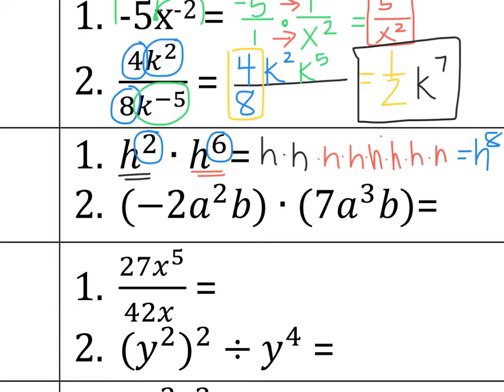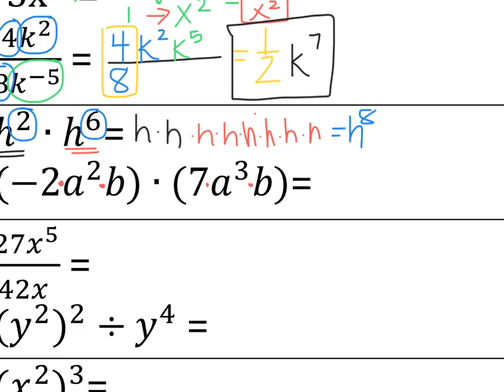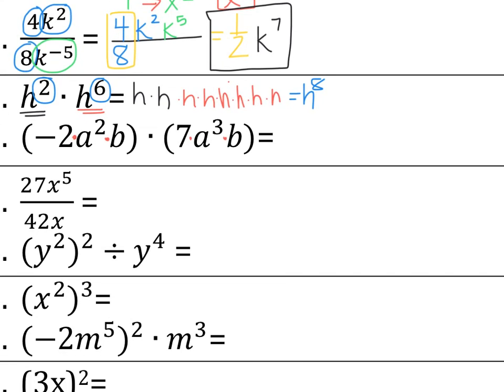Okay, example number 2, we are going to have to rearrange to make it easier. So all of this is multiplication. There's a multiplication sign between everything, and since multiplication is commutative, we can move these around. So I'm going to rewrite this one. I'm going to put the numbers first, so -2 times 7.